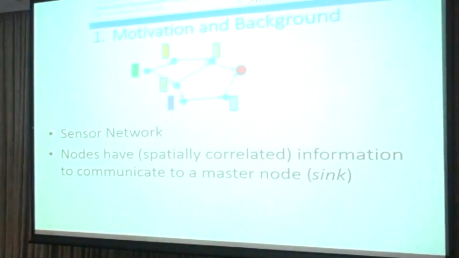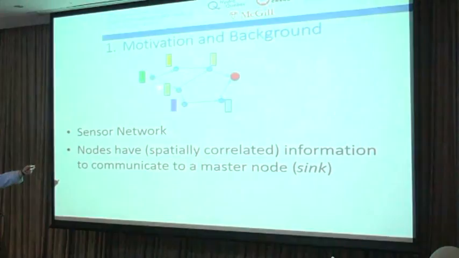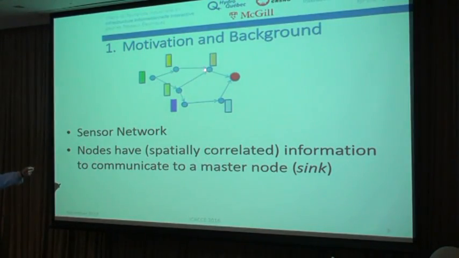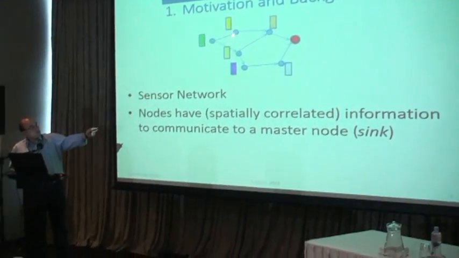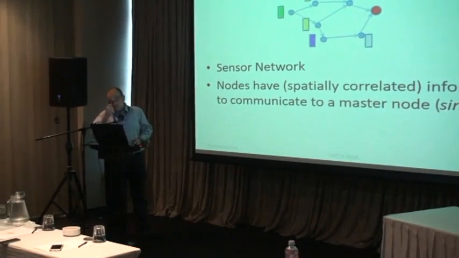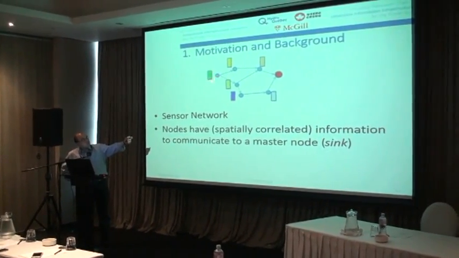So, motivation and background, this is the schematic of my sensor network. So each of these nodes here is a sensor that is wirelessly connected to others. So these are the arrows. This is the way the sensors can communicate with each other. And the idea is that each of them measures some sort of data.